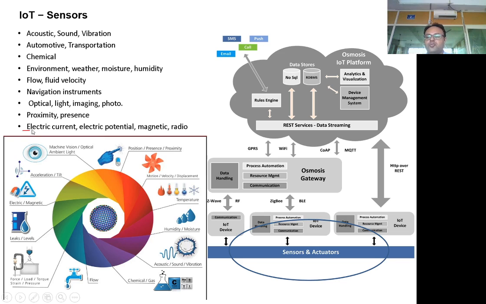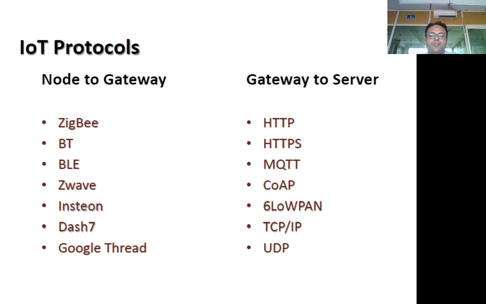the need. So there are electrical sensors, proximity sensors, optical sensors, navigation instruments, flow and fluid velocity sensors, environment, weather, moisture and humidity sensors, chemical sensors, sensors that can be very useful for the transportation and automotive sector, and other sensors like acoustic for measuring sound and vibrations. So these are the basic classifications of sensors which you can use for your different purposes.